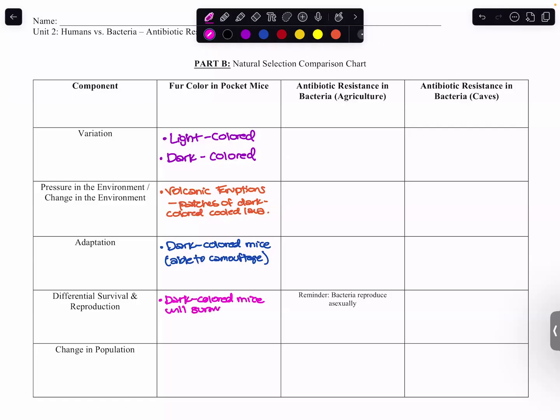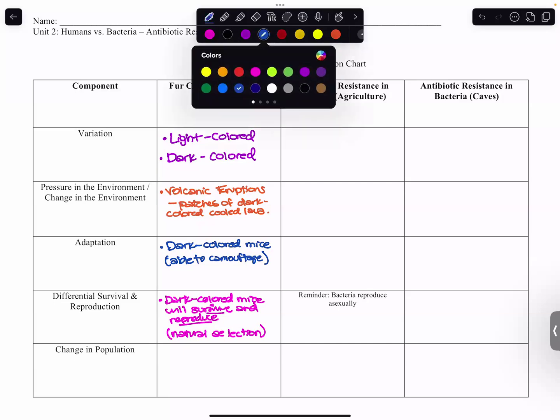will survive and reproduce. What is this known as? Natural selection. Due to that environmental change, the environment now is selecting that the dark colored mice have the favorable adaptation. They have the one up on the light colored mice.